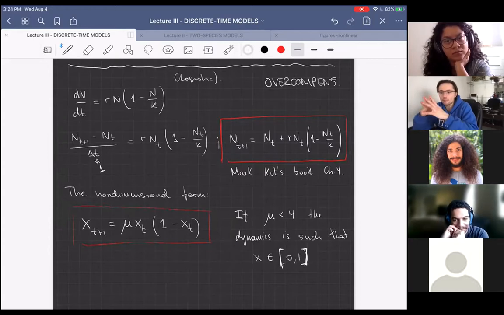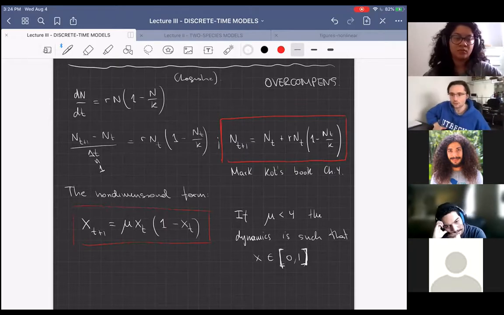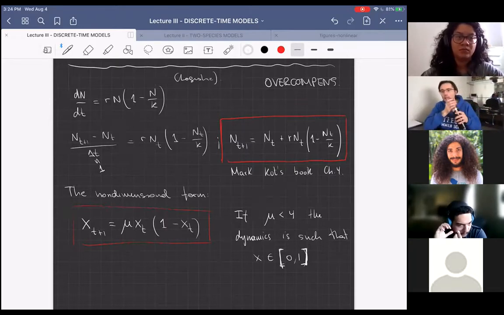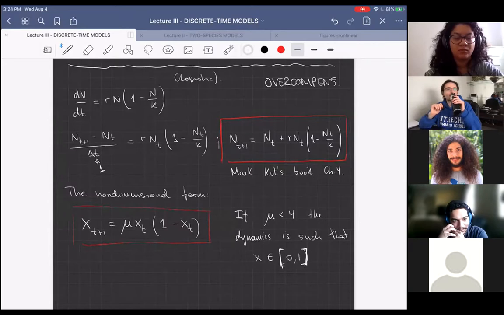If you put a mu that is larger than 4, then that property is lost, and the behavior of the model is not so good. So we're going to use mu always smaller than 4. And we are also going to use mu positive.